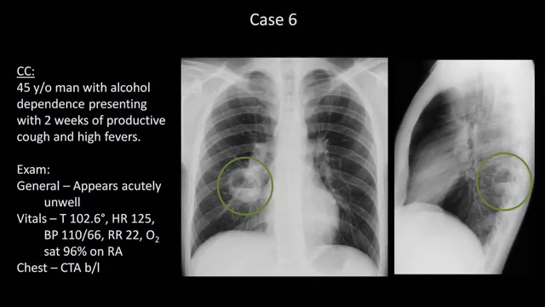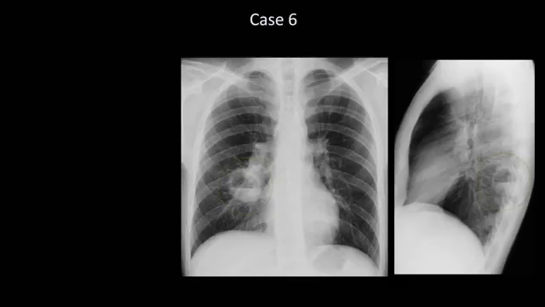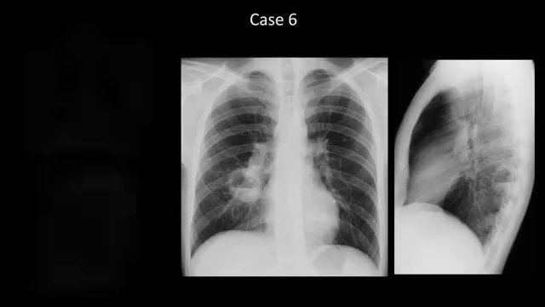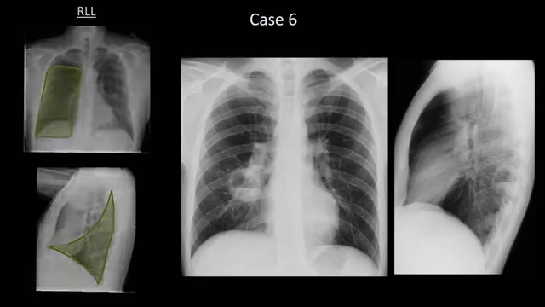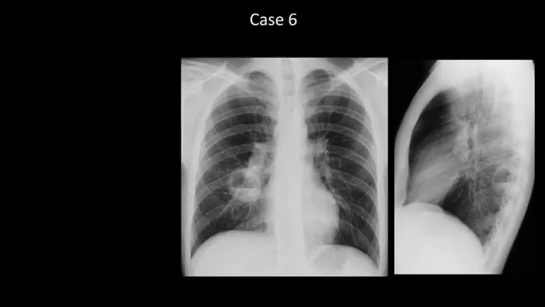Before we decide what it is, let's decide where exactly it is. At first glance, from the PA view, it appears to be in the right middle lobe, since the right middle lobe is adjacent to the right heart border. However, on the lateral view, the right middle lobe never reaches as posteriorly as this lesion is located. The right lower lobe is actually the correct location.